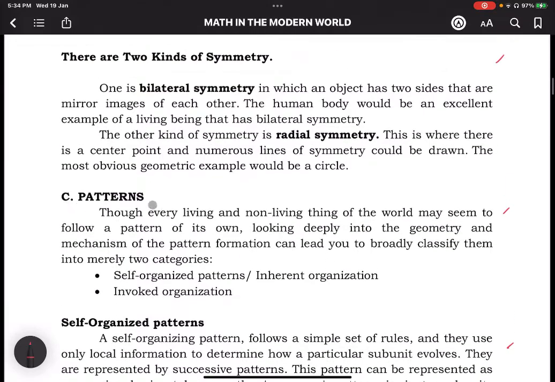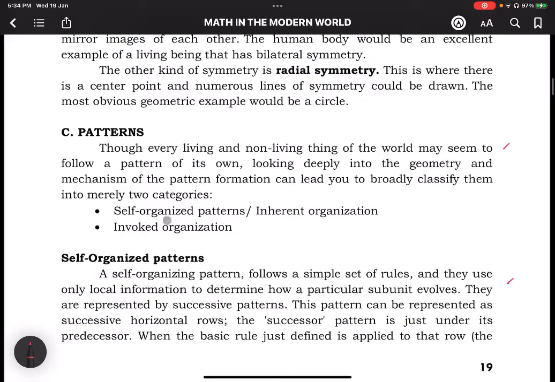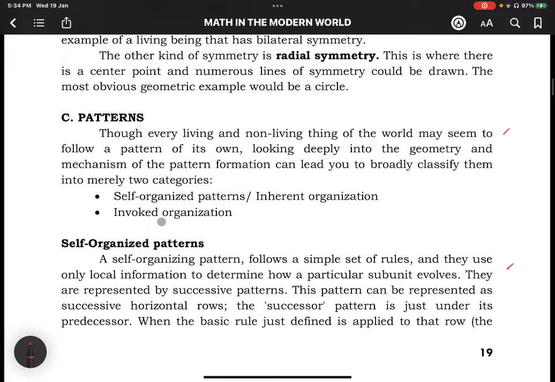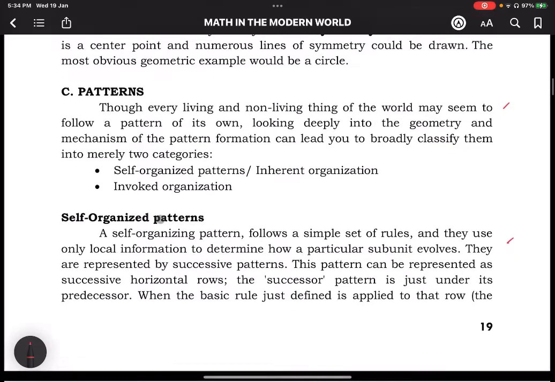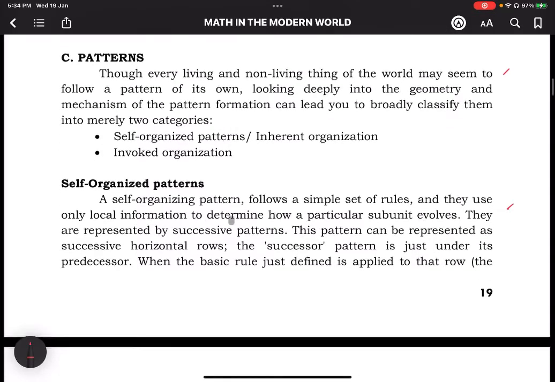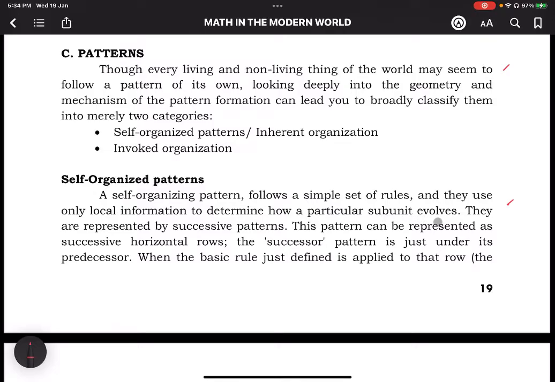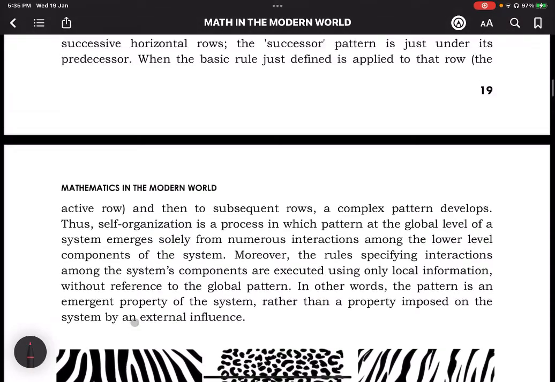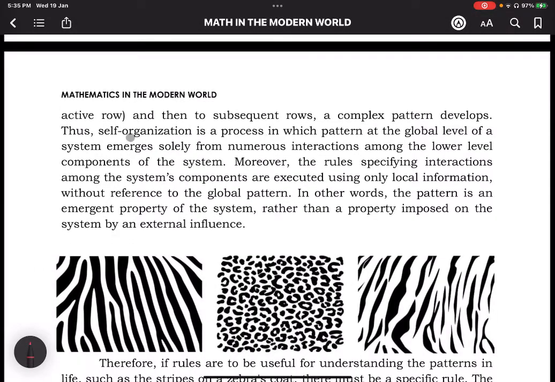No? So, yung pattern daw, no? We can categorize them, no? Into two. Self-organized patterns or inherent organization, and last is the Invoke Organization. Under ng self-organized patterns, it follows a simple set of rules and they use only local information to determine how a particular subunit evolves. So, ano example natin? Ito, okay, mga self na organized, no? So self-organized organization is a process in which pattern at the global level of a system emerges solely from numerous interactions among the lower level components of the system.